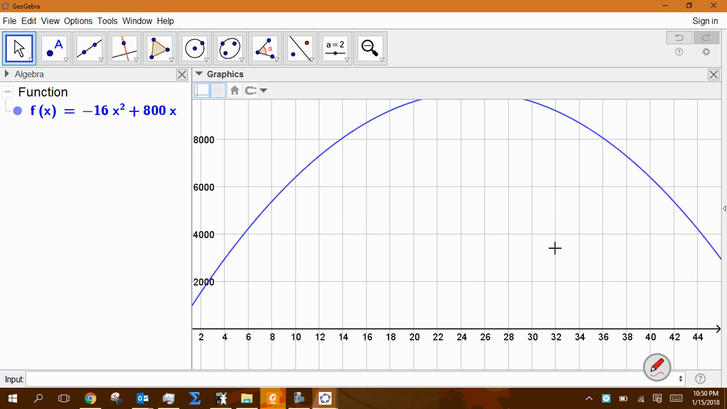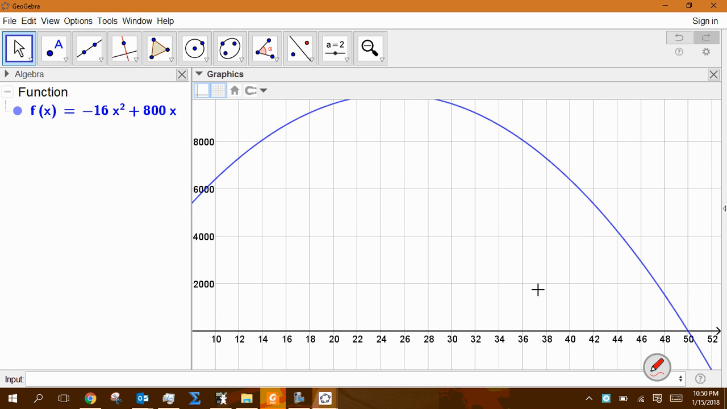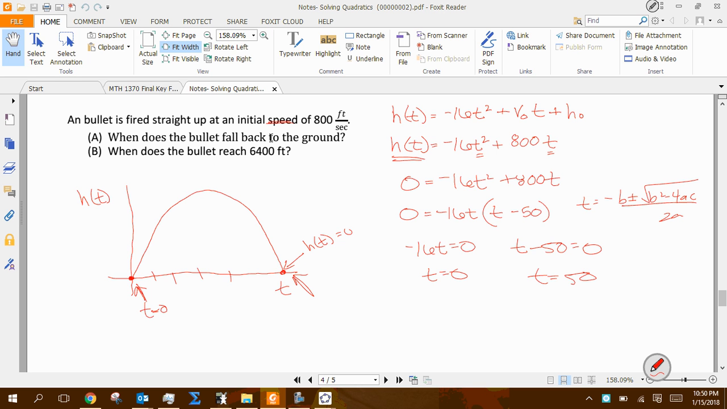But if we scroll the way over here and see where this thing crosses back down through the x-axis, we do come out to x being 50, again being the t that we were using. That's what we get to answer that question. When does the bullet fall back down to the ground? It falls back down to the ground at 50 seconds.